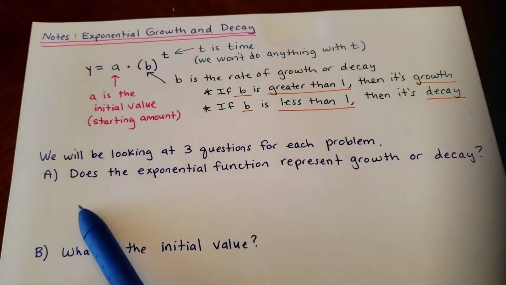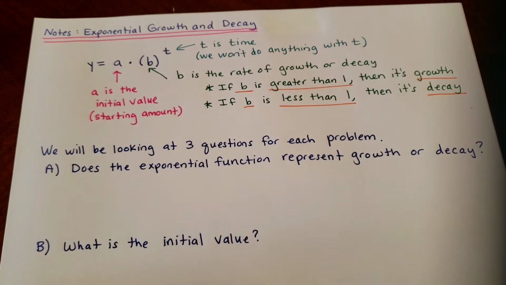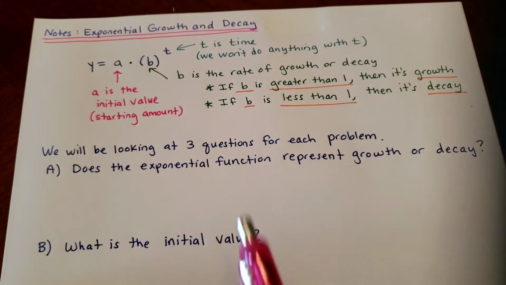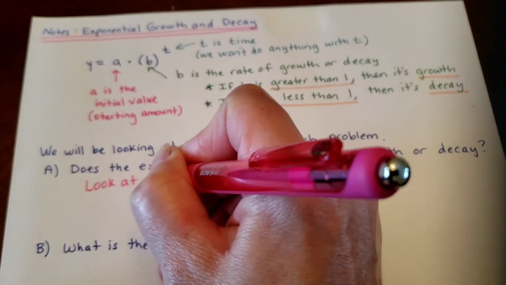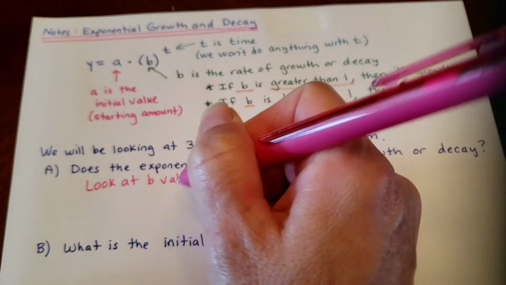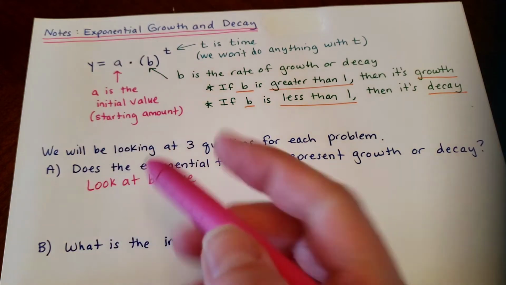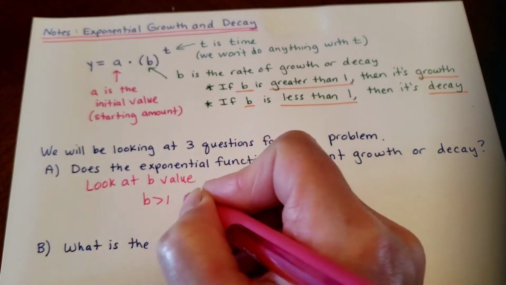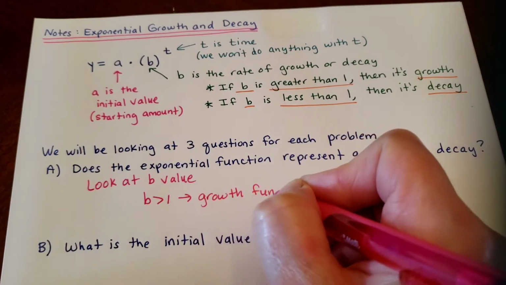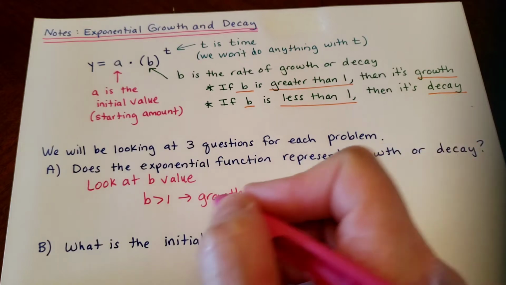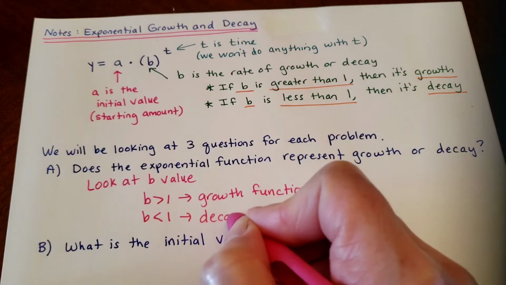The first question is, does the exponential function represent growth or decay? Just to reiterate what I said earlier, this is where you're going to look at the b value. Feel free to pause it if you did not have a chance to write all this down. Again, the b value will be what's in the parentheses. If the b value is greater than 1, then we're going to say that it's a growth function. If the b value is less than 1, it's a decay function.